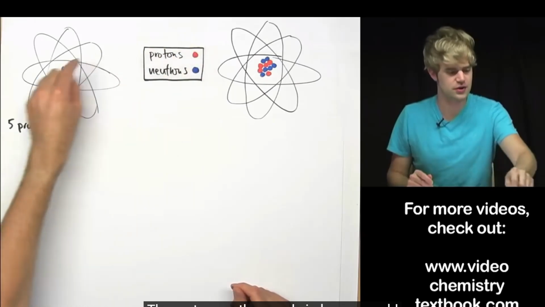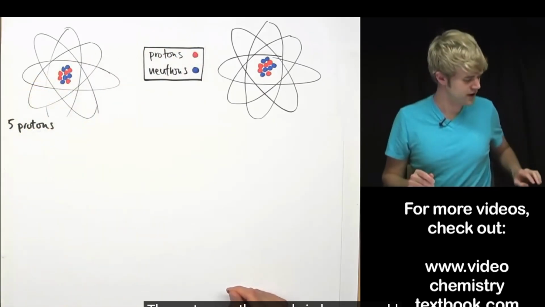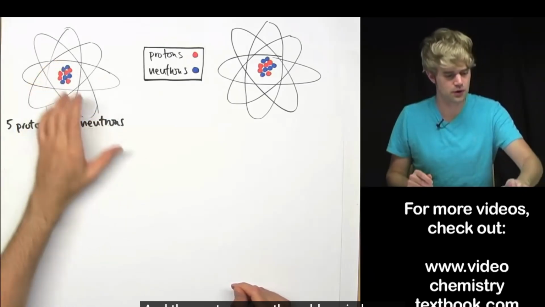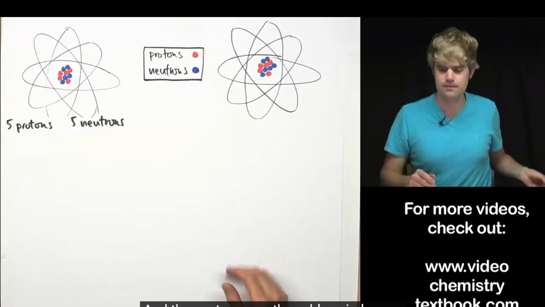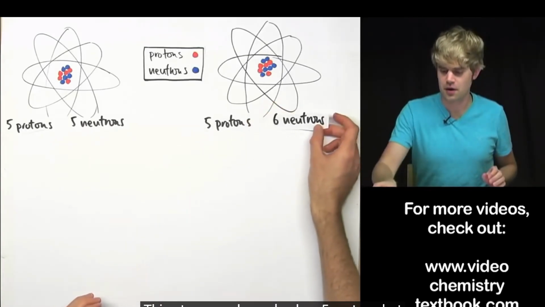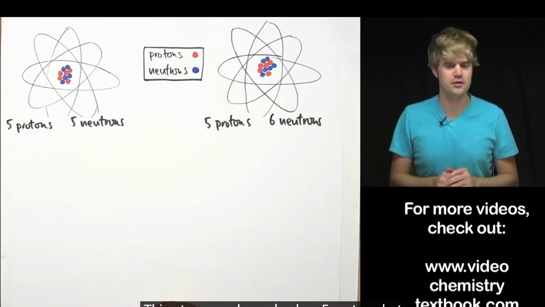The protons are these red circles. We can count them up. 5 protons, and the neutrons are these blue circles. We could count them up. We got 5 of those. This atom over here also has 5 protons, but it's got 6 neutrons.